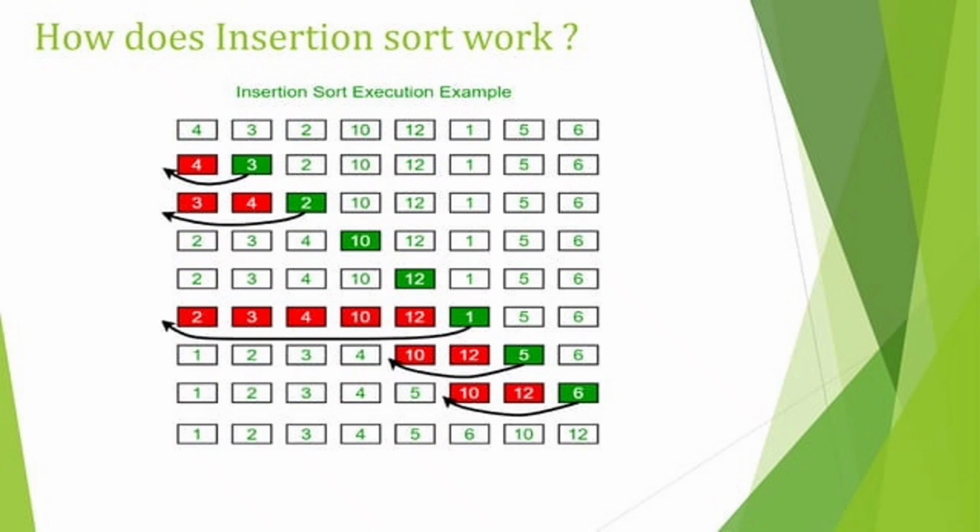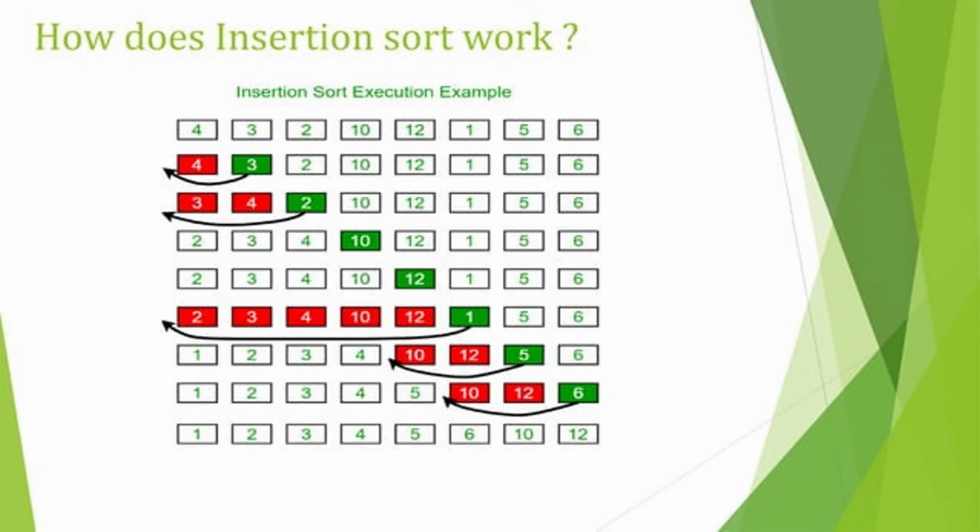Now coming to next step, consider element 2, compare with 4 and swap. So now the new array will be 3 2 4 10 12 1 5 6. Then compare 3 and 2, swap them. Now the new array is 2 3 4 10 12 1 5 6. Next consider element 10. Since it is already in the correct position, no swap is required. Next consider element 12. It is already in the correct position, so no swapping.